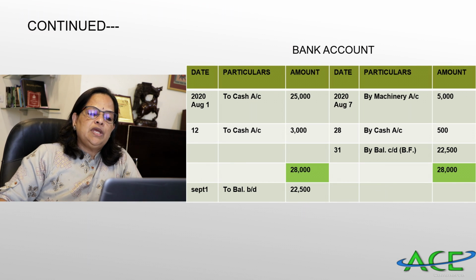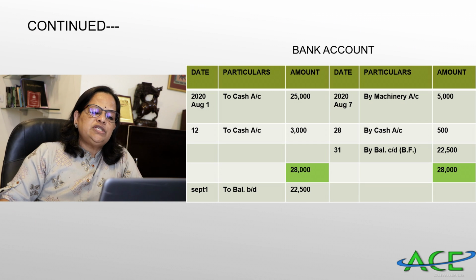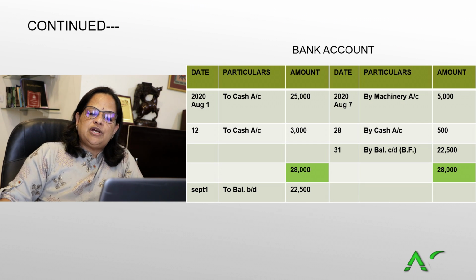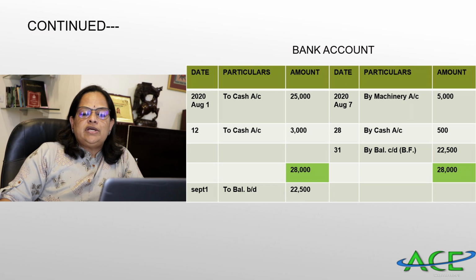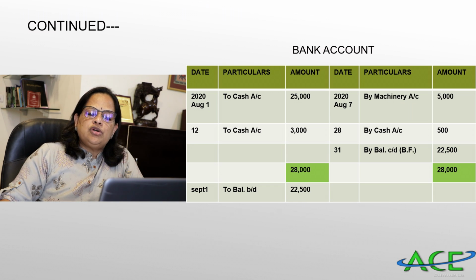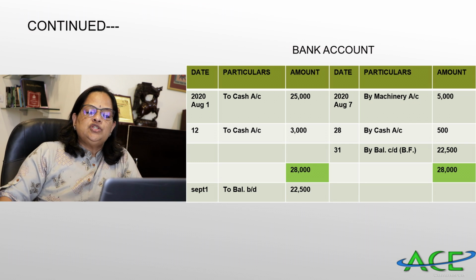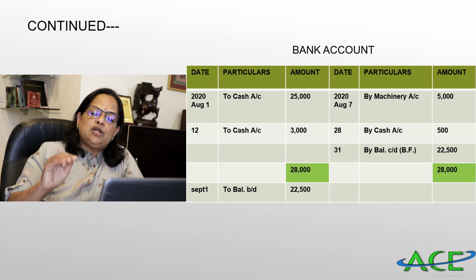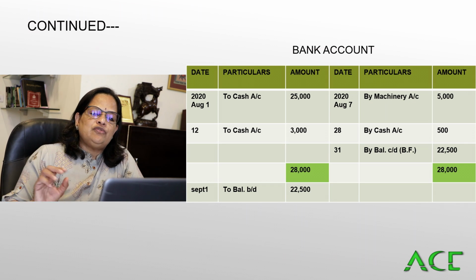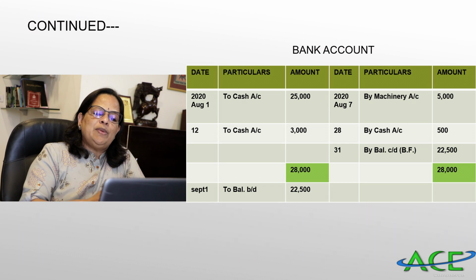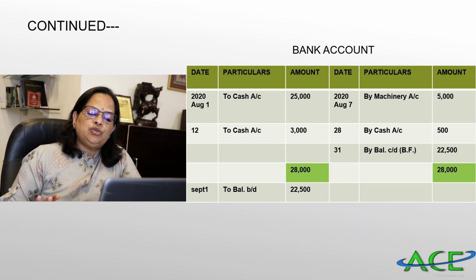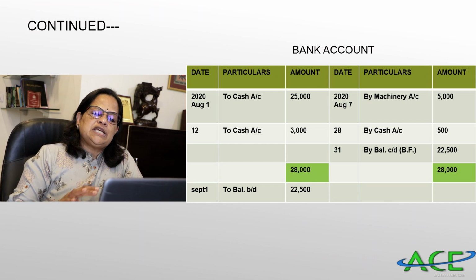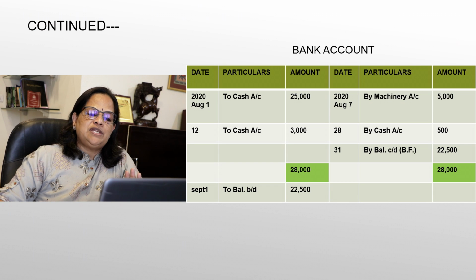Next is the bank account. 2020 August 1st, to cash account 25,000 on the debit side; August 12th, to cash account 3,000. Credit side: August 7th, by missionary account 5,000; August 28th, by cash account 500. Here also you can see that the debit side total is 28,000 and the credit side is short. So we are getting the closing balance on the credit side as 22,500. Just like the cash account, this bank account also you have to bring to the debit side, so that is to balance brought down 22,500. So in the trial balance, the cash account and bank account will appear on the debit side.